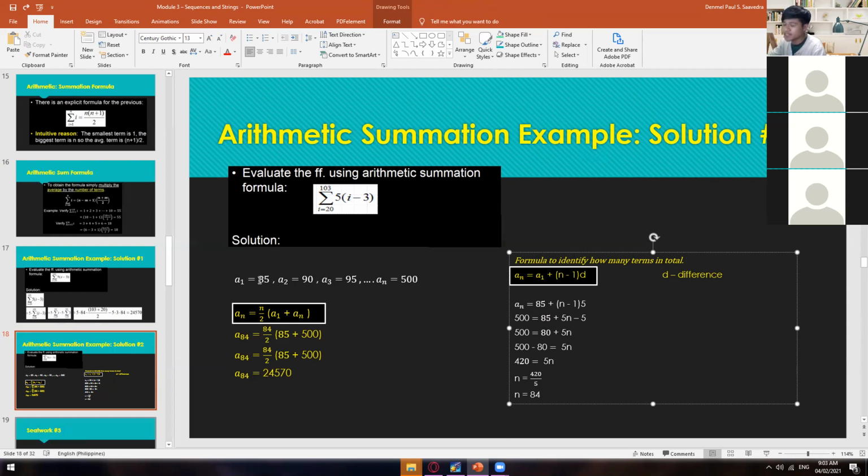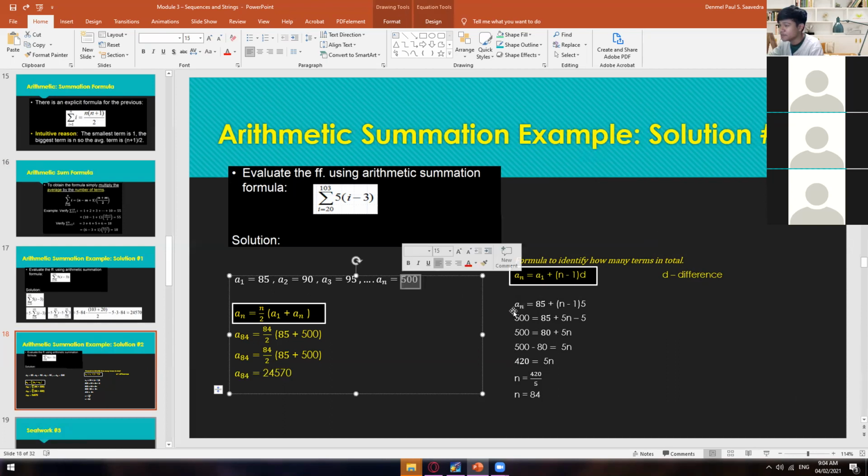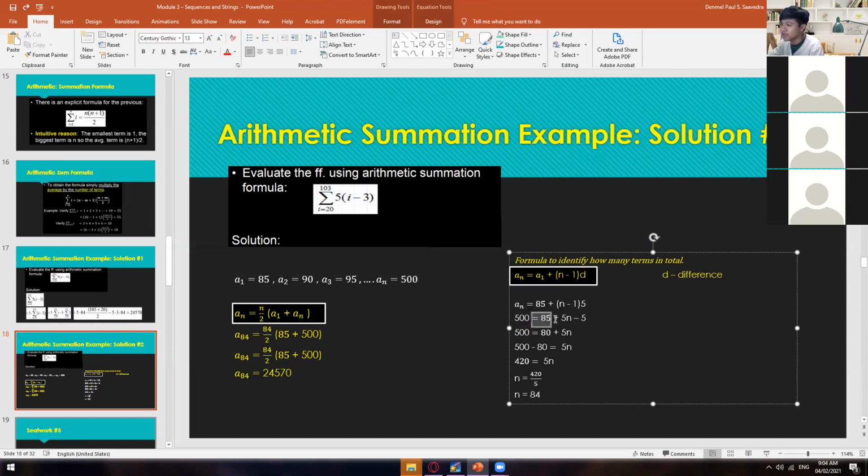So d here, as you can see, what is the difference between the second term and the first term, and then the third term and the second term? As you can see, this one has a difference of 5. So just put here 5, and then distribute it. Then we can now simplify that a sub n is actually 500, which is equal to 85 plus, so just distribute this one, 5n minus 5, and then simplify a little bit more. So 85 minus 5 is 80 plus 5n.